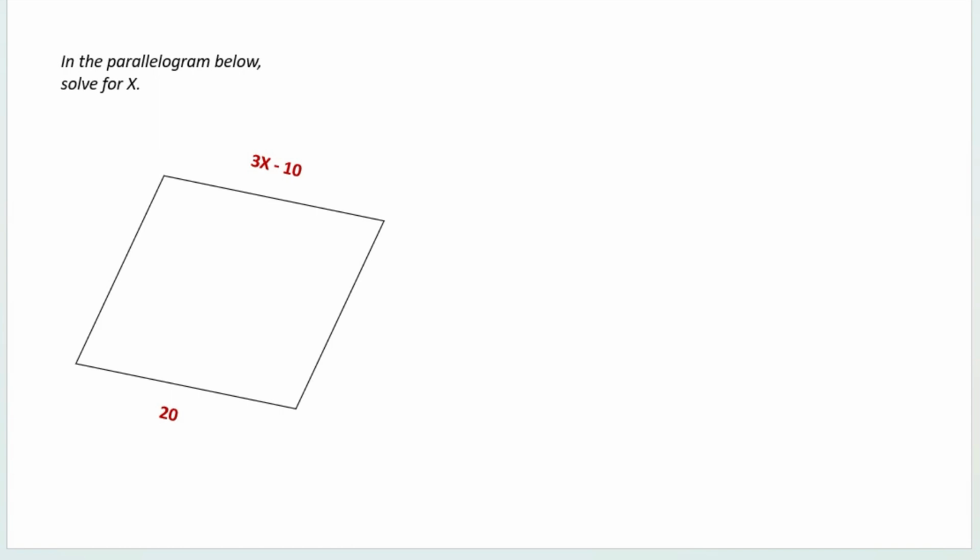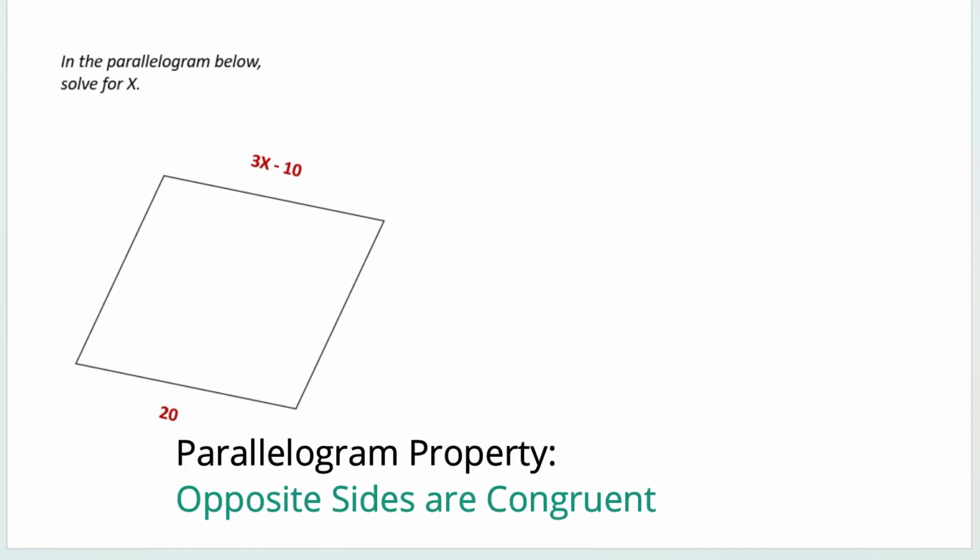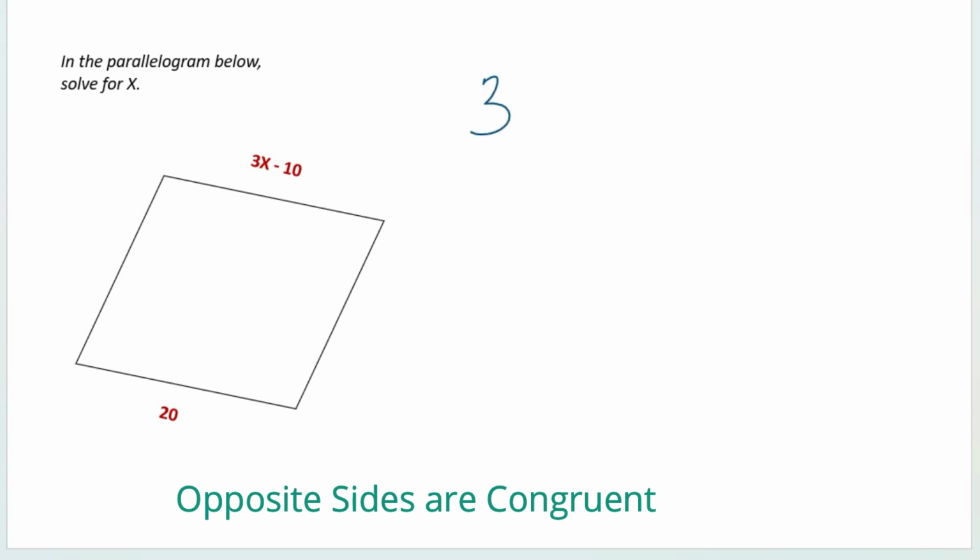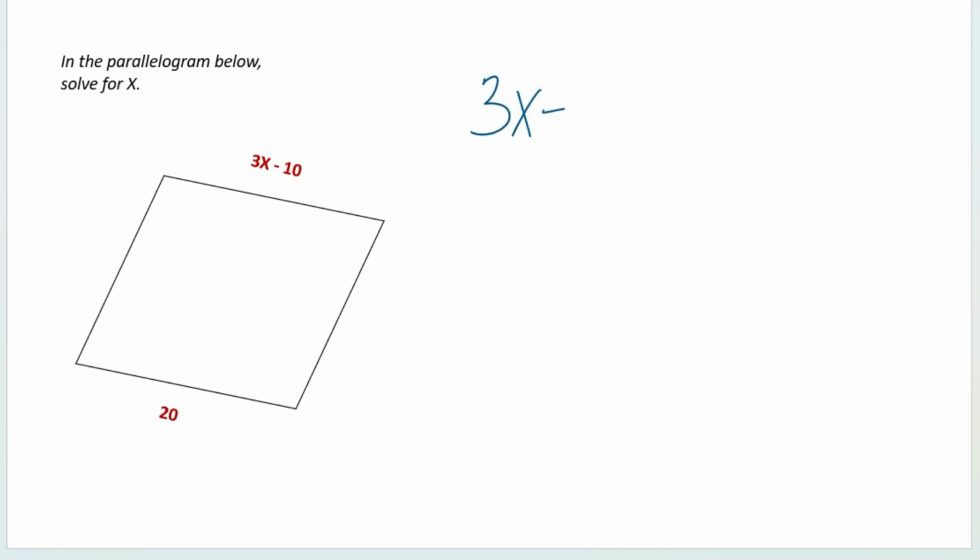These aren't angles, but they're looking at the opposite line segments. By the property of parallelograms, I can set opposite lines equal to each other. So I'm going to do 3x minus 10 equals 20.